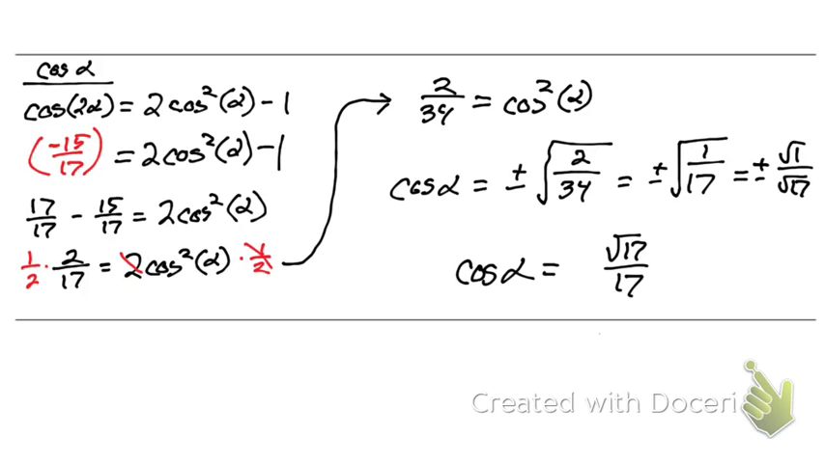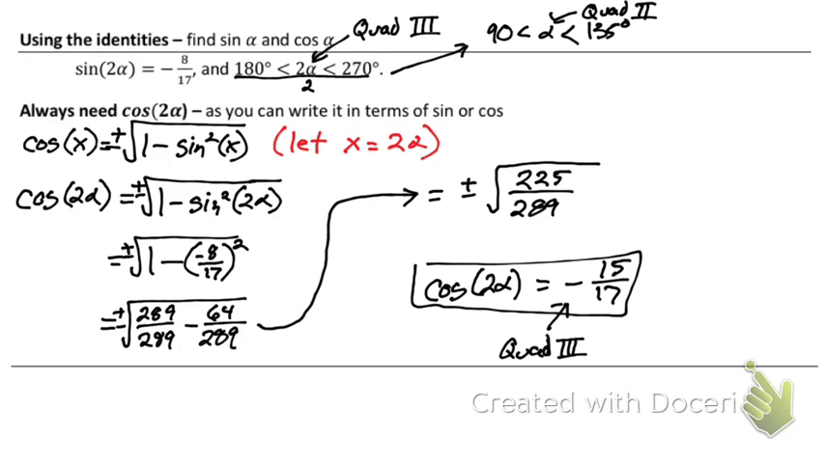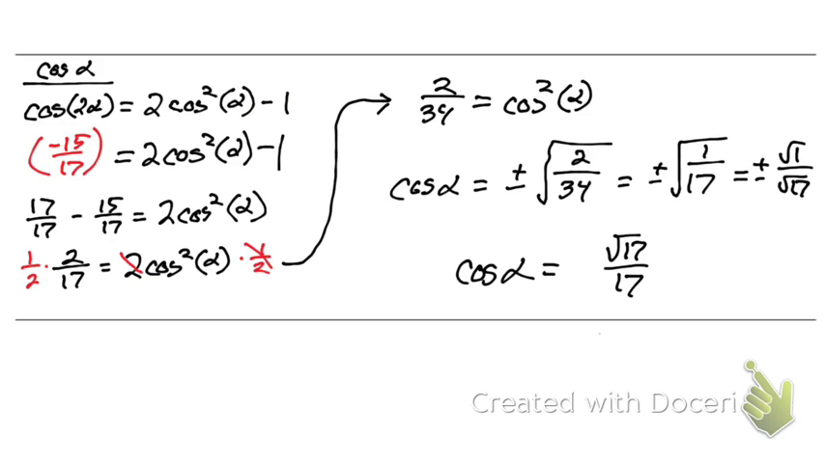Well, I'm talking about alpha, not 2 alpha, I'm talking about alpha. So that's when you go to your alpha one. We said alpha was in quadrant 2. Cosine is negative in quadrant 2, so our cosine alpha equals negative square root of 17 over 17.